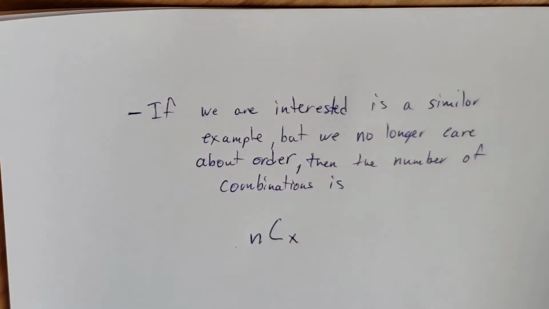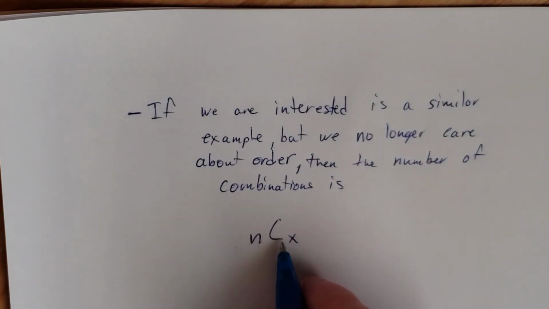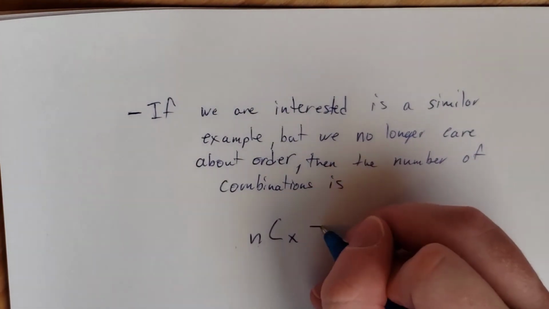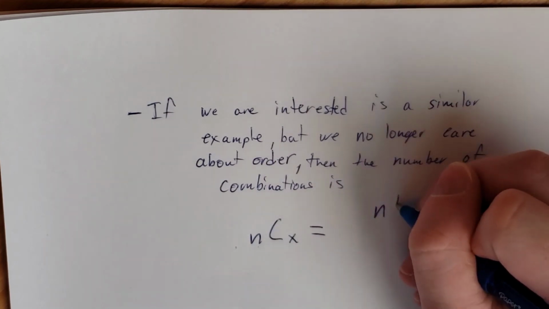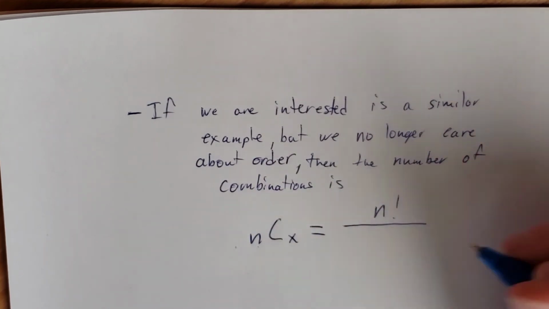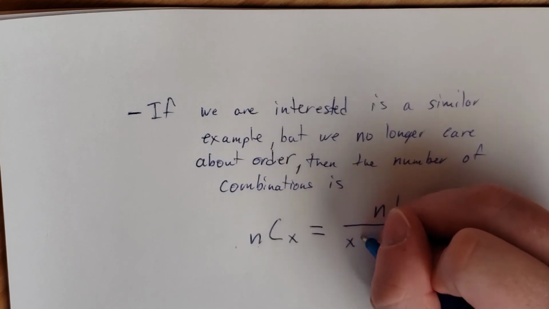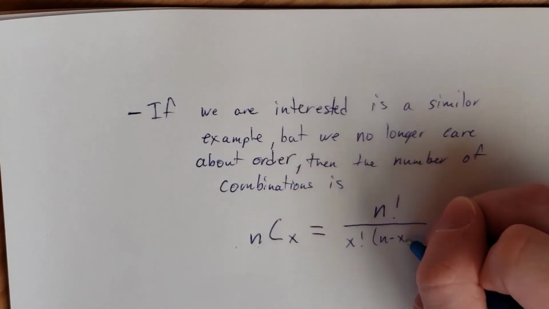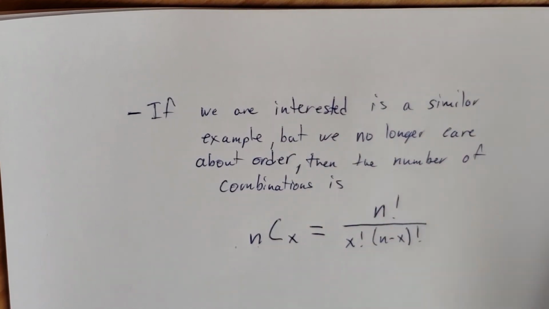nCx. So lowercase n, capital C, lowercase x. This is the number of combinations. It is a very similar formula. It is n factorial over x factorial times n minus x factorial. So the only difference from the previous formula is we're also dividing by an x factorial. And what does this do? This just tells us the number of combinations that we could pick.